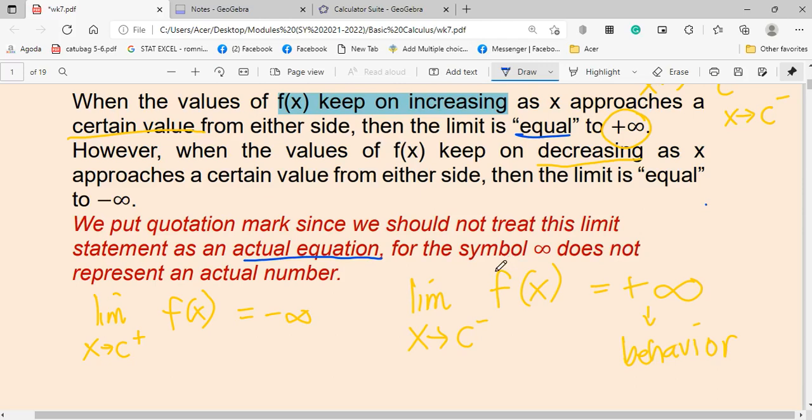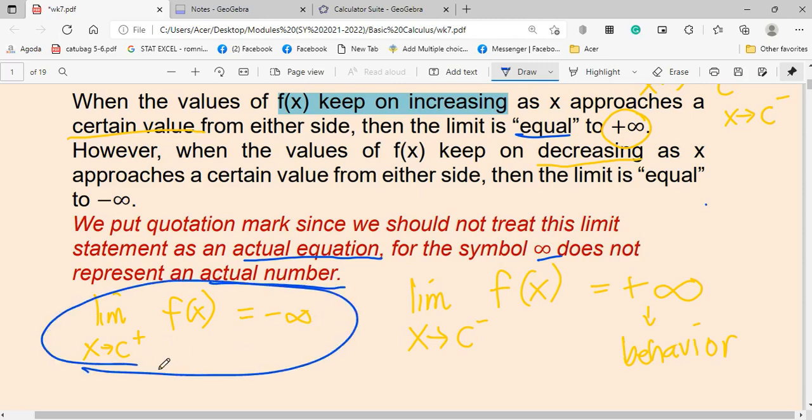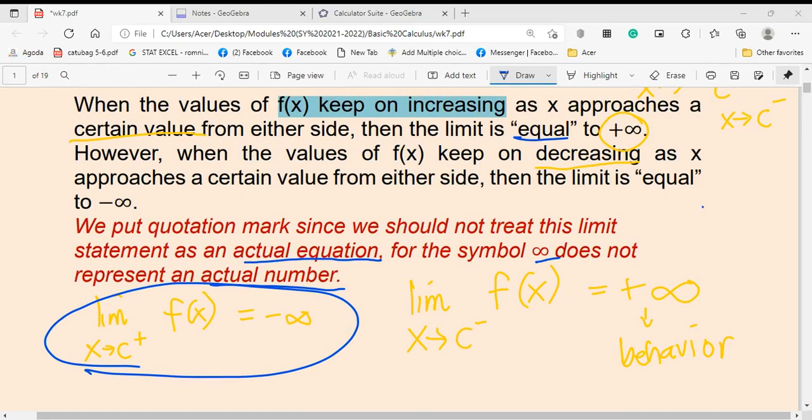That's not an actual equation because infinity does not represent an actual number. Take note of that. This is not an actual equation. That is just a representation of a behavior because infinity is not a number. Okay? So when you are asked what's infinity, that's a behavior of a certain value that keeps on increasing or decreasing without bound.